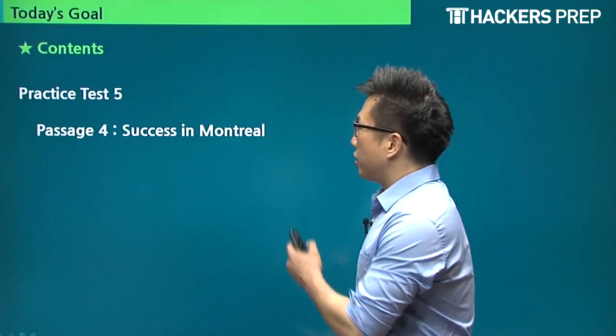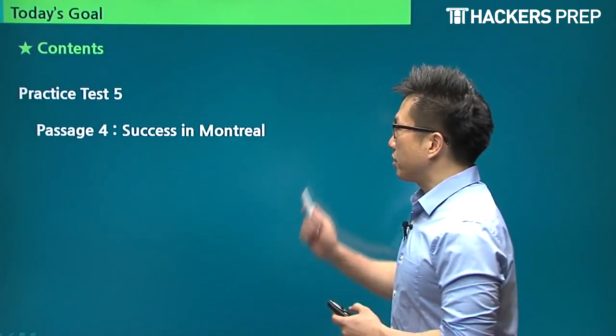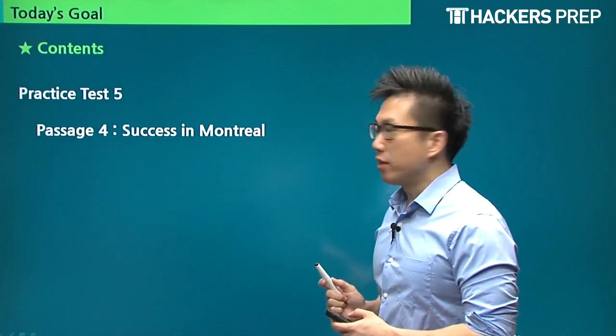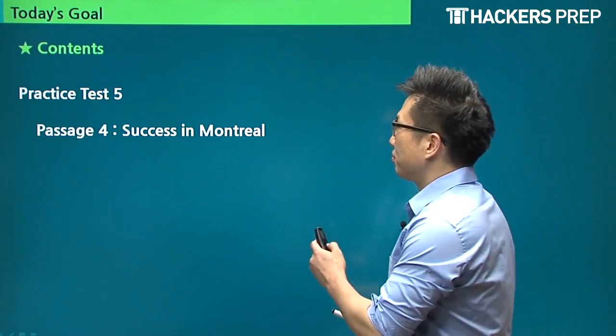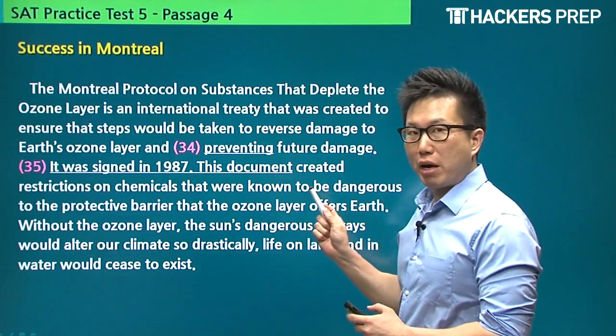Now we'll keep working on Kaplan's 8 practice tests for the SAT. Today's goal is to work on practice test 5, passage 4, Success in Montreal. Now, let's go. Let's look at the first paragraph here.